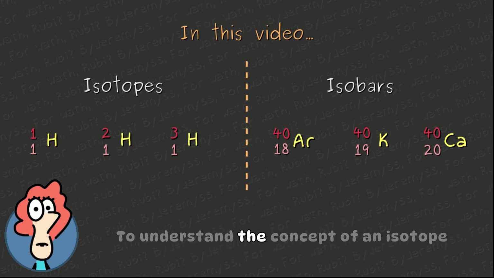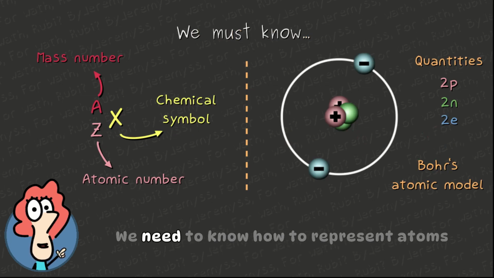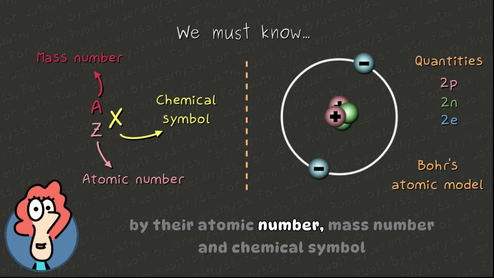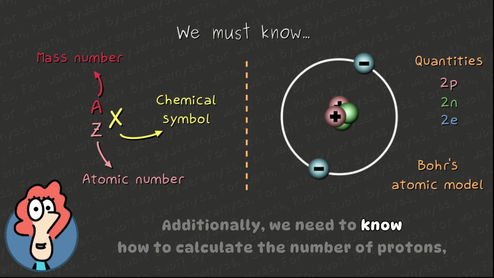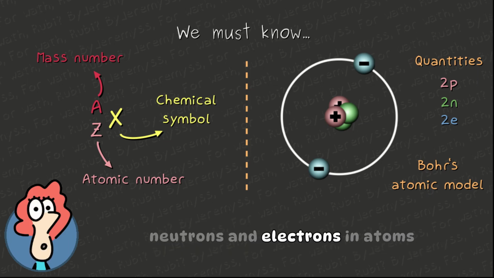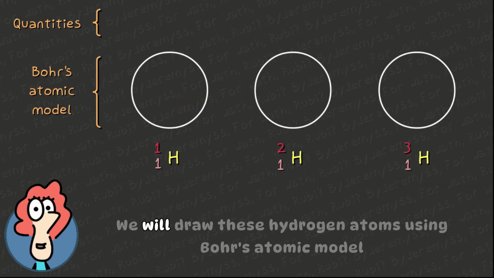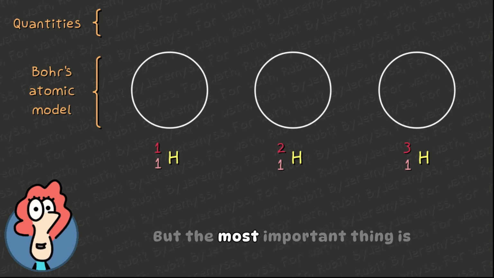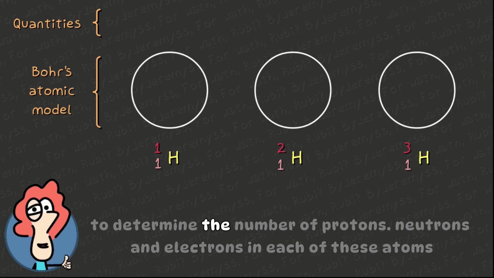To understand the concept of an isotope, we need to know how to represent atoms by their atomic number, mass number, and chemical symbol. Additionally, we need to know how to calculate the number of protons, neutrons, and electrons in atoms. We will draw these hydrogen atoms using Bohr's atomic model. But the most important thing is to determine the number of protons, neutrons, and electrons in each of these atoms.